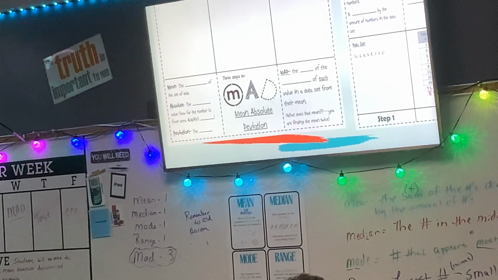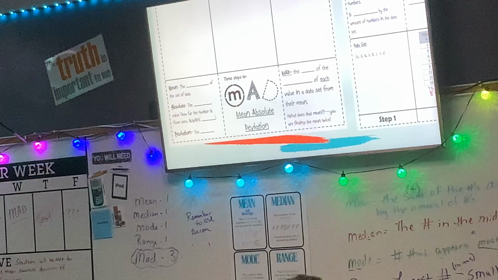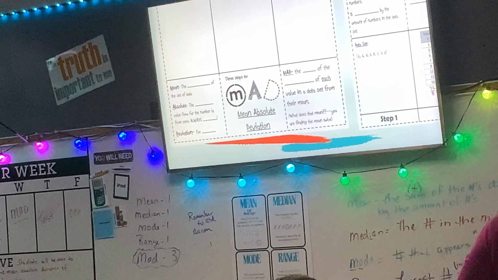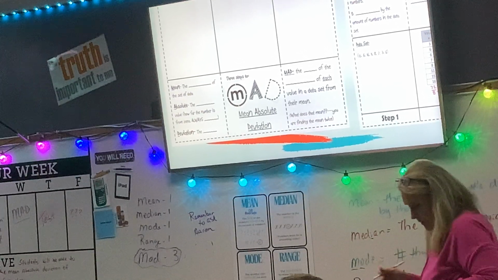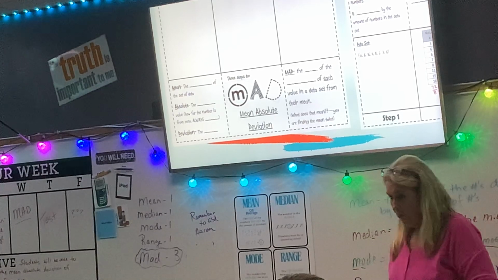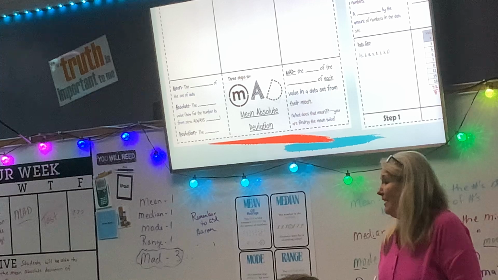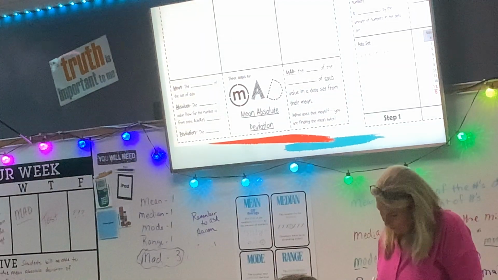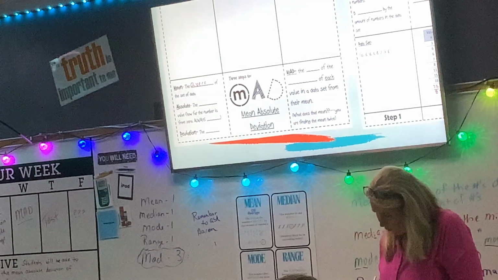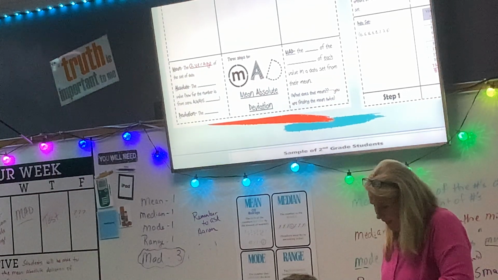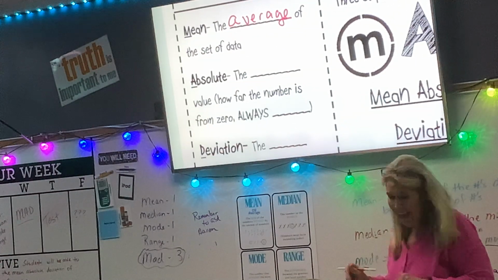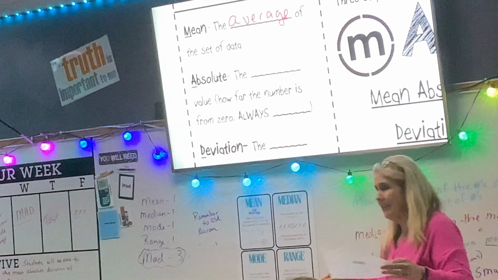Today we're doing mean absolute deviation, and so it spells MAD if we look at the first letters. Okay? So, we are down here on the front side of our notes. The M stands for mean, which is the average of the data set.